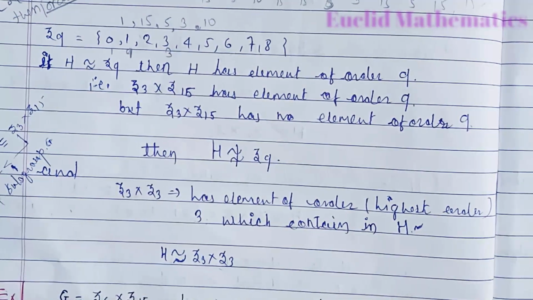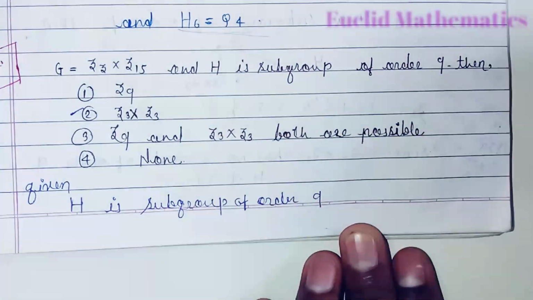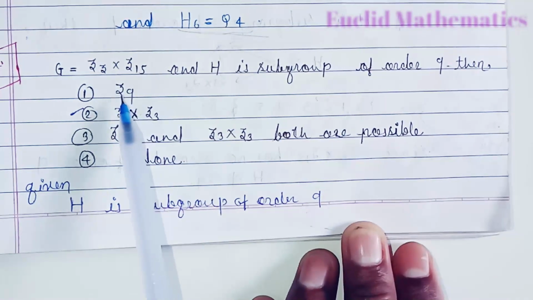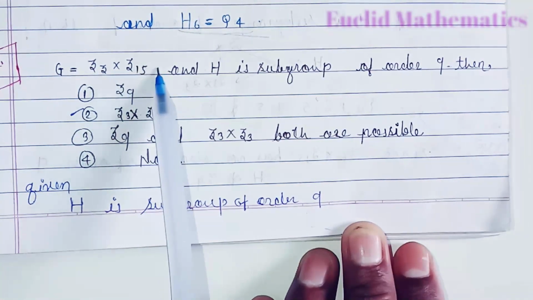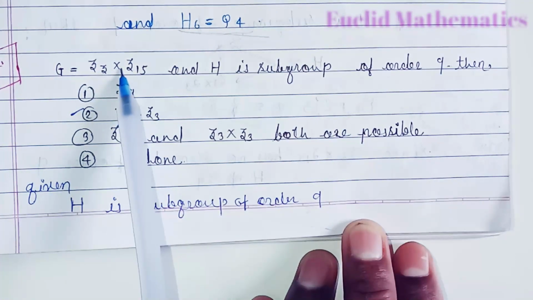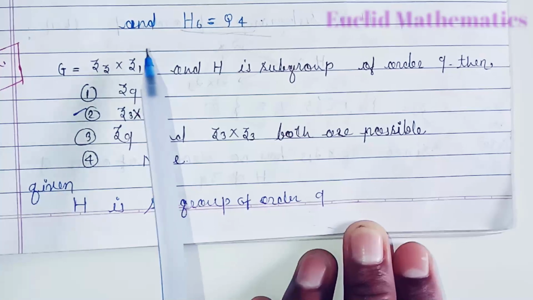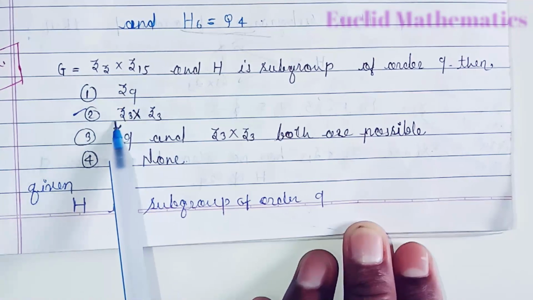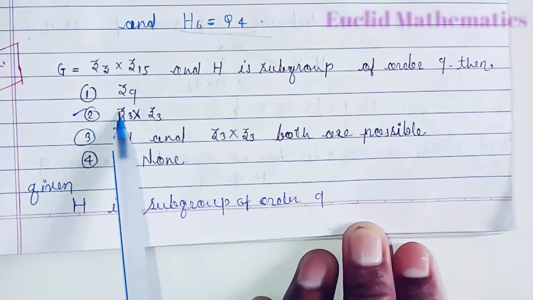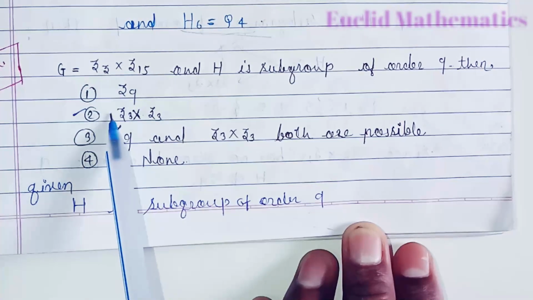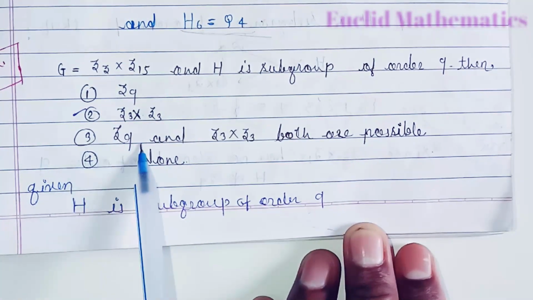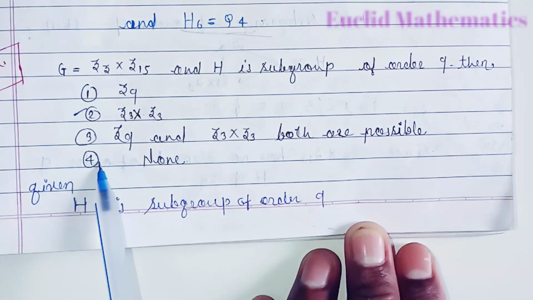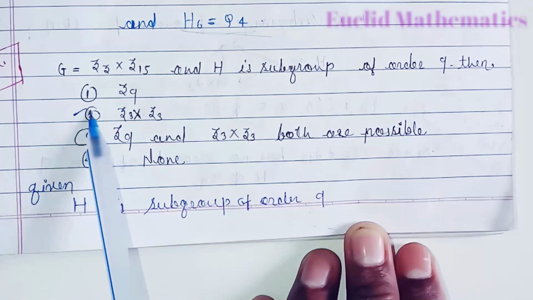Now let's check the options given. The first option says isomorphic to Z9, but we found that Z9 contains an element of order 9, while Z3 cross Z15 does not. If a group does not contain an element of order 9, it does not have a subgroup of that order, so Z9 is not isomorphic to our group G. In the second option, Z3 cross Z3 is isomorphic to Z3 cross Z15, so these are equal. In the third option, Z9 is given; Z3 cross Z3 holds, but Z9 does not, so the third option is wrong, and the fourth option is also wrong. So the first, third, and fourth options are wrong, and option number two is correct.